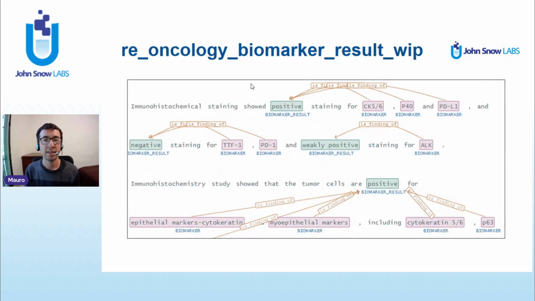Here you can see another example where a model was used to get the relations between the biomarkers and their results.